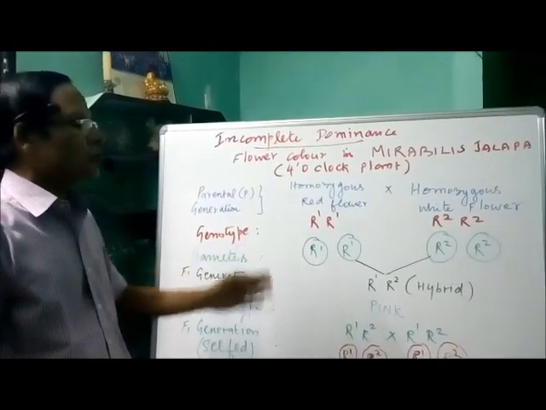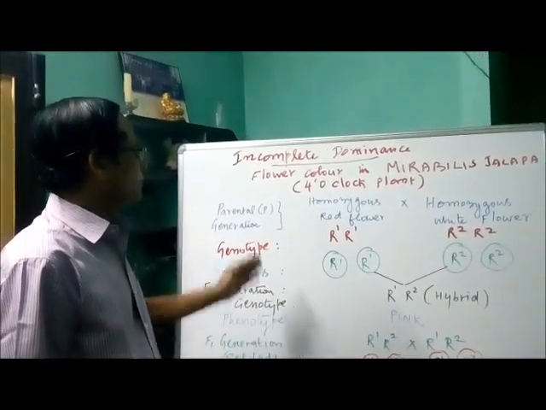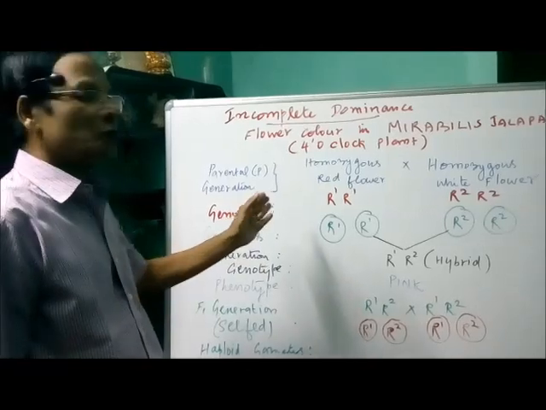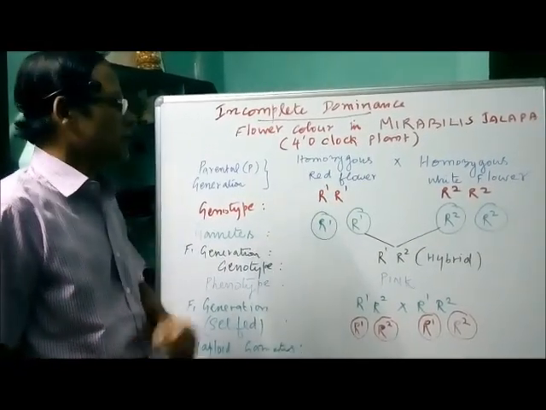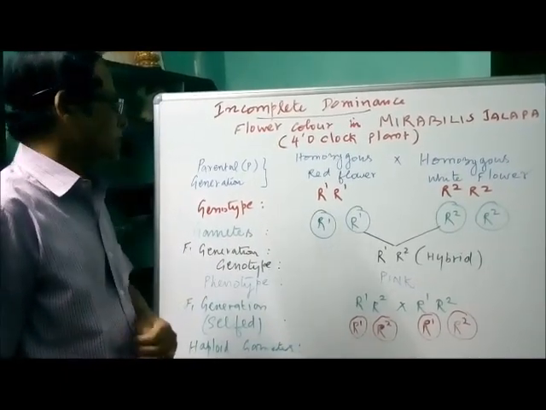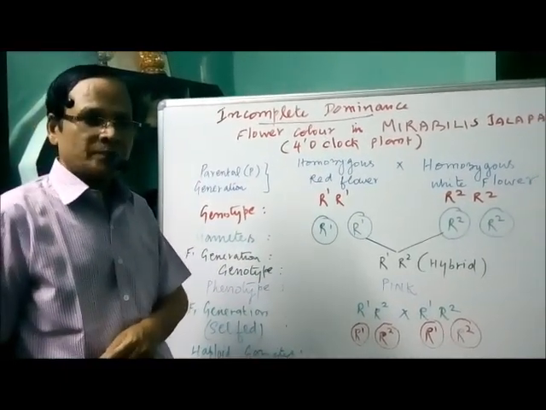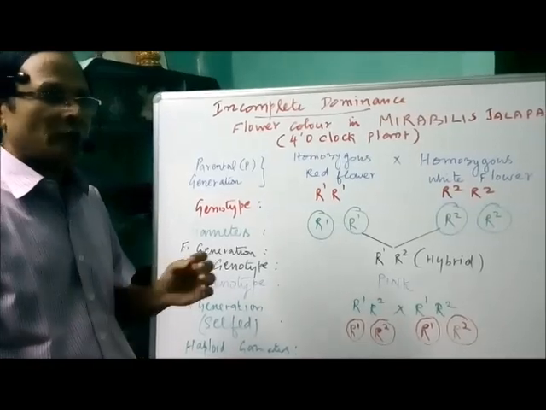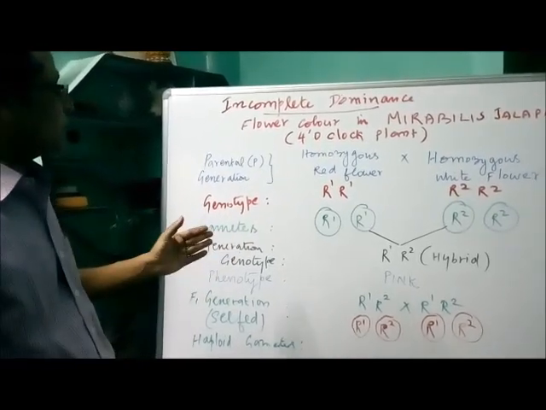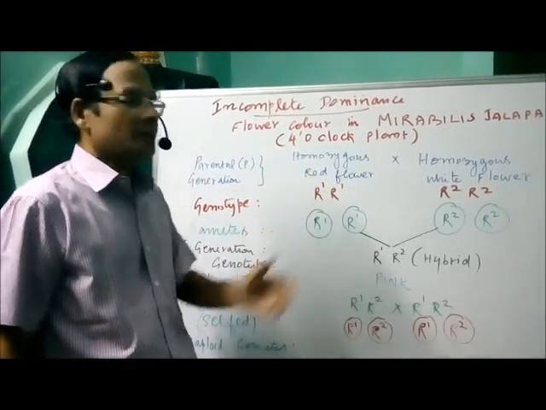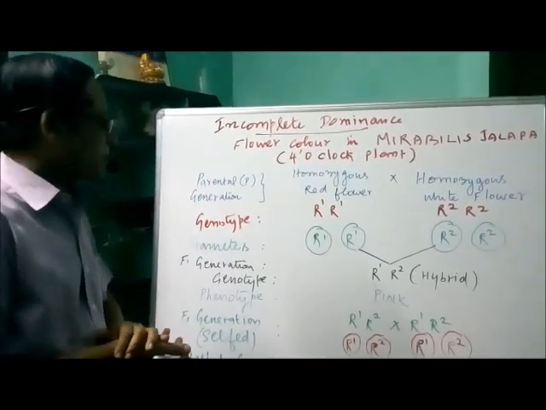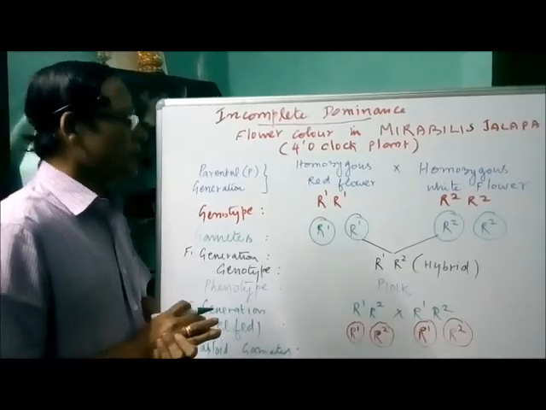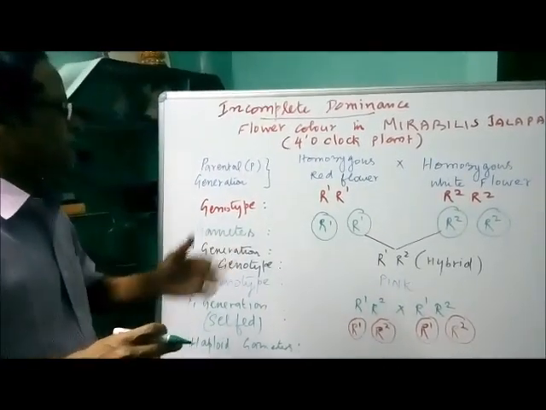The process of incomplete dominance can be explained with the help of flower color in Mirabilis jalapa, commonly known as the 4 o'clock plant. Here there are two varieties of flower color, one red and another white. As neither of them is completely dominant, we are taking the same gene, capital R, with R1 and R2. We are not taking the recessive letter. So when a cross is effected between a red flower plant and a white flower plant, the F1 generation does not exhibit the parental variety.